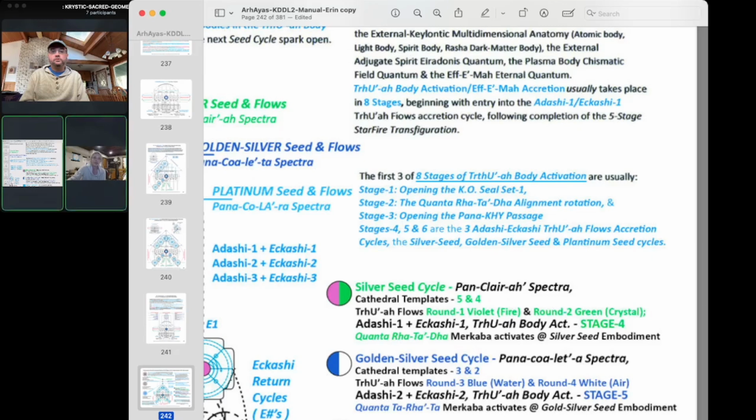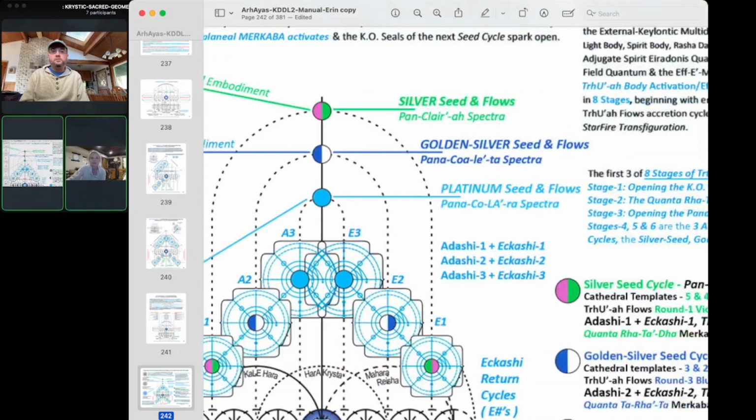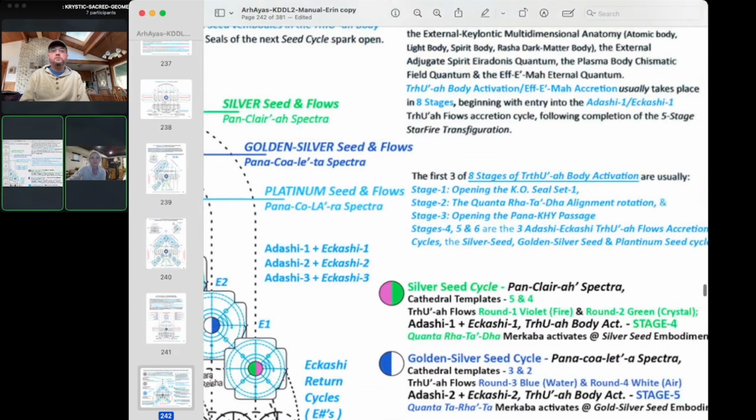So she calls them 8 stages of Trua body activation, which confused me for a while because I couldn't understand why there are 8. I was counting Adashi 1 as the first, but she's counting the opening. This stands for the Kale-Akshate seals, which are the time template seals. It's basically when whatever square rotates and turns to a diamond, that's what opens the seals of Kale-Akshate. Because if you think of squares stacked on top of each other, they don't interact, right?